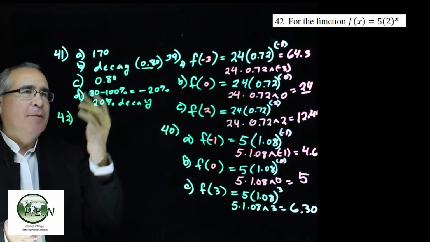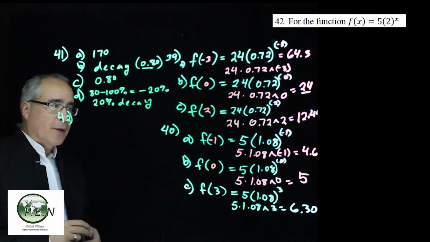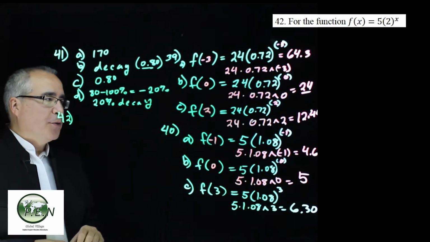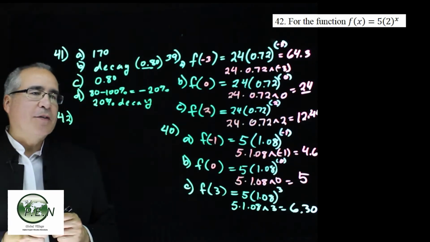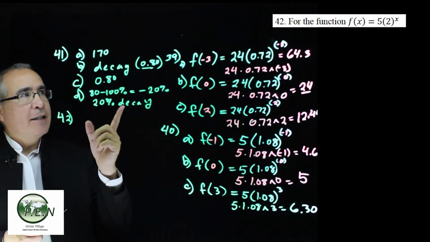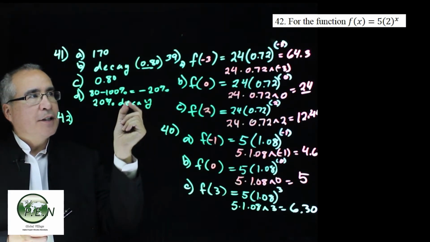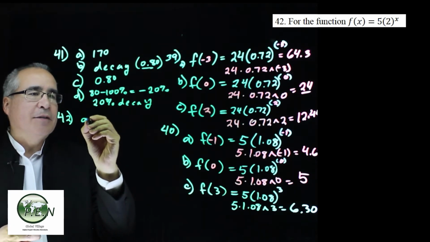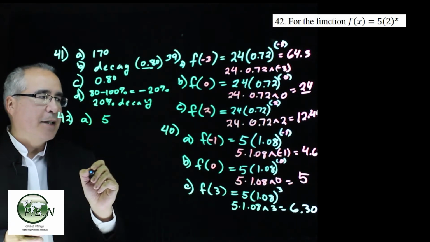42. We're asked the same 4 questions on a different function. 5 parentheses 2 raised to the x. Okay, so what's the initial value? In this exponential, 5 is first. If you put a 0 in for x, you'll see that your initial value is going to be 5, that number in front.